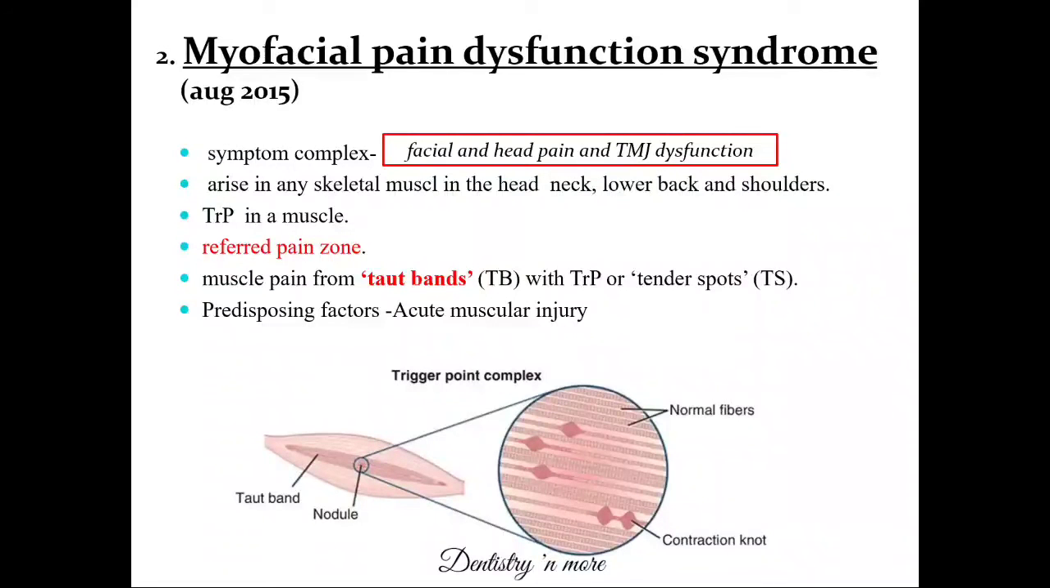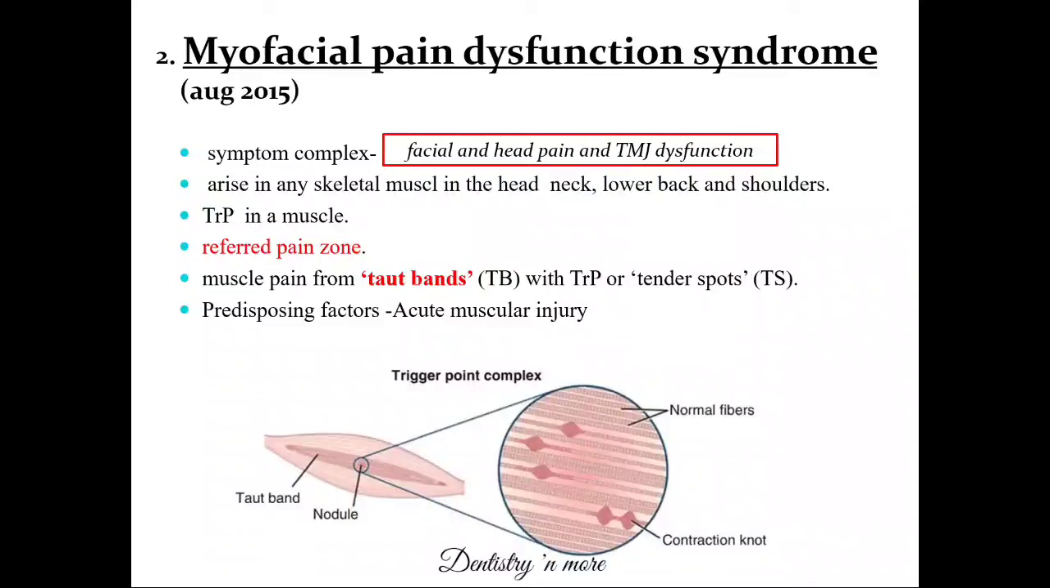The next frequently asked question is about myofascial pain dysfunction syndrome. Once this question has been asked, you can refer to the TMJ chapter itself. In Ravikir and Ongol, they have given a beautiful description of how to go about myofascial pain dysfunction syndrome when asked.